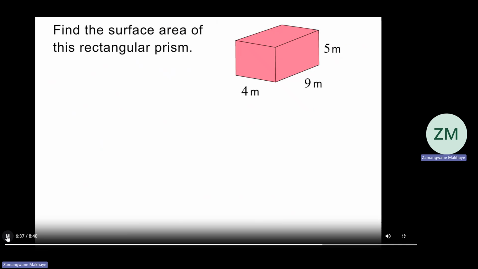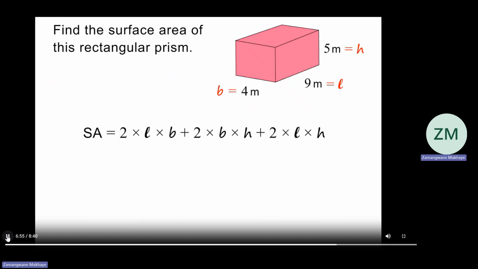We are now ready to answer this question. Find the surface area of this rectangular prism. Let's call 9 meters the length, 4 meters the breadth, and 5 meters the height. Please note, you can label them in a different order. It doesn't really matter. Next, we write down the formula, in any order, as long as you have all the combinations.